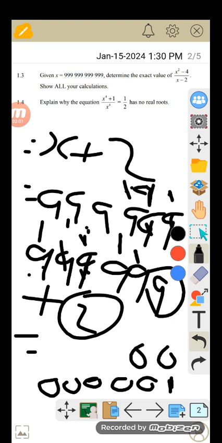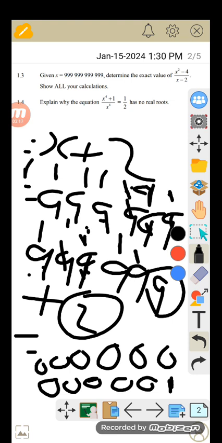1 plus this 9 is what? Is 10. You write 0, you carry 1. Again, 1 plus this 9 is 10. You write 0, you carry 1. 1 plus 0 is what? Is 1. So our answer is this one: 1 0 0 0 0 0 0 0 0 0 0 0 1. Just like that. You see guys, you just add it with your own head.